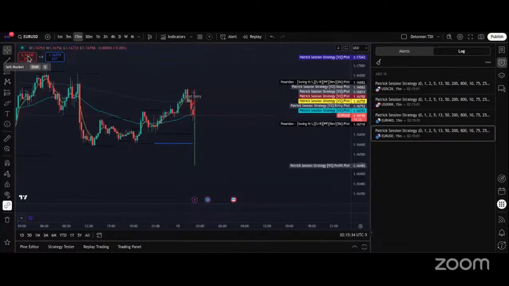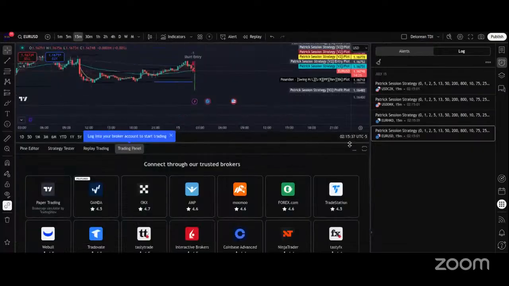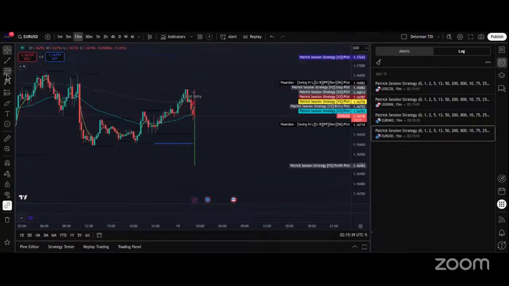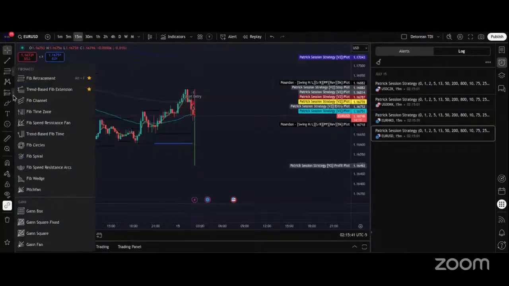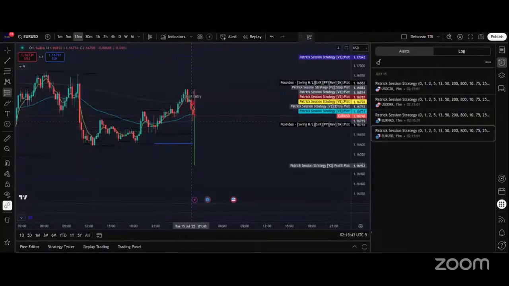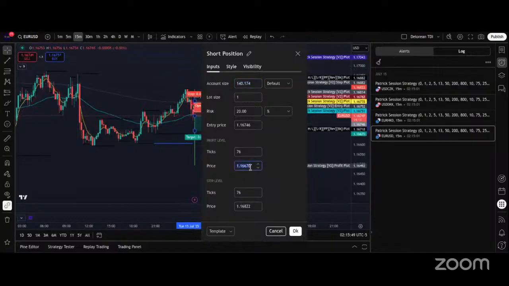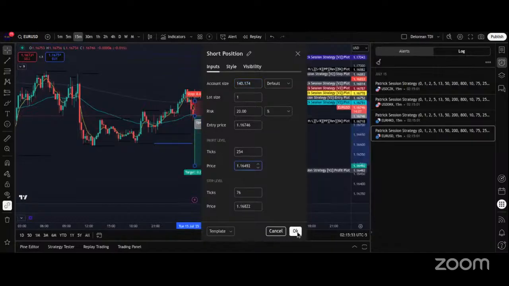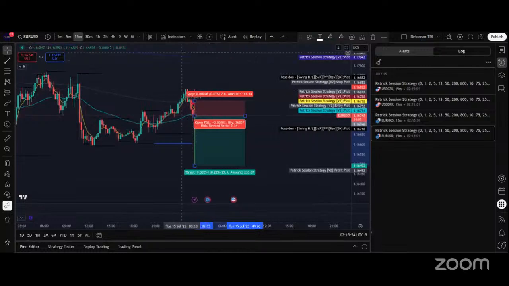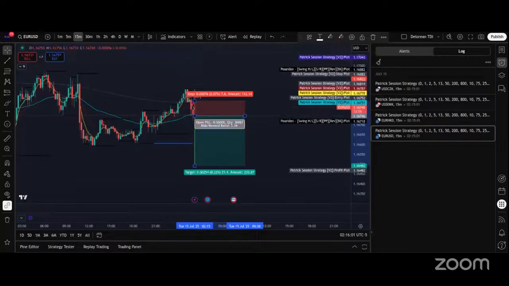All right, so we have a short position at current price. We have 1.16492. Go ahead and capture this. Get this called out.